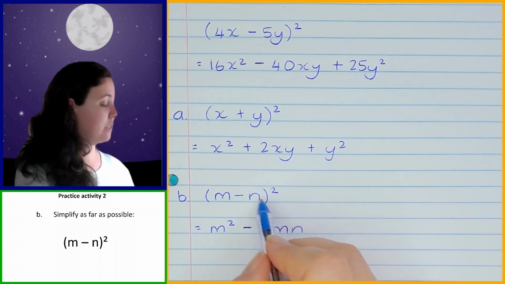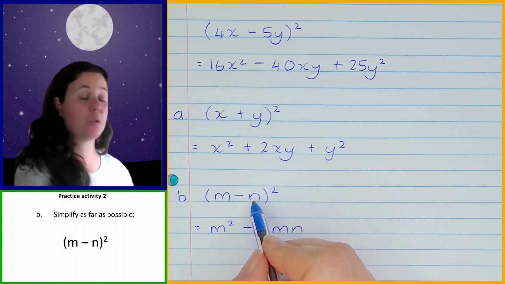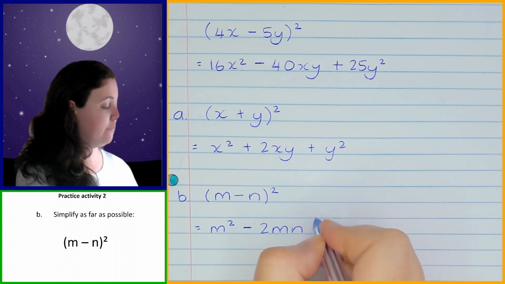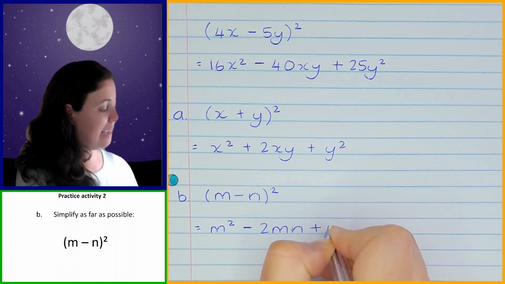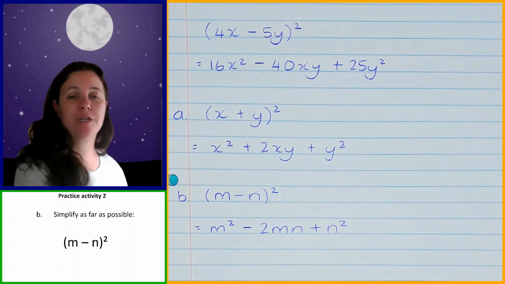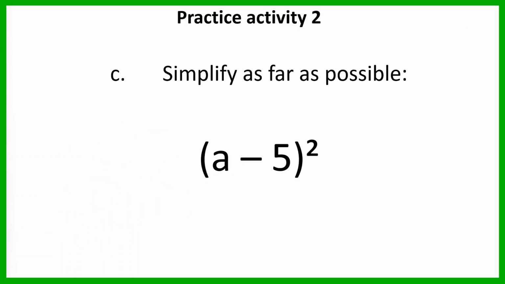And then I'm going to take the second term in the bracket and square it. That becomes positive because whenever you square anything, it always becomes positive. So it's positive n squared. So that's what we should have got for question B. Right, question C. We've got in brackets a minus 5 squared. I'm going to give you 30 seconds for this one as well.